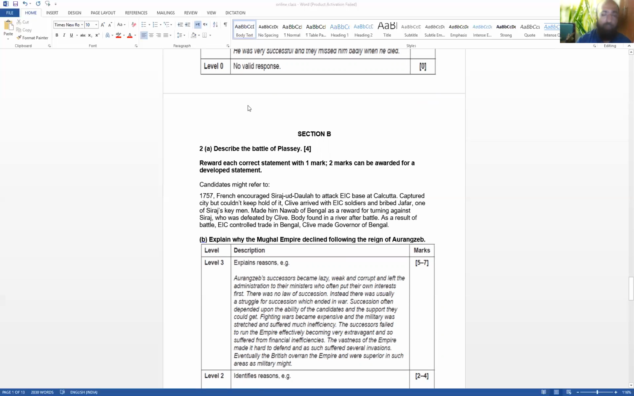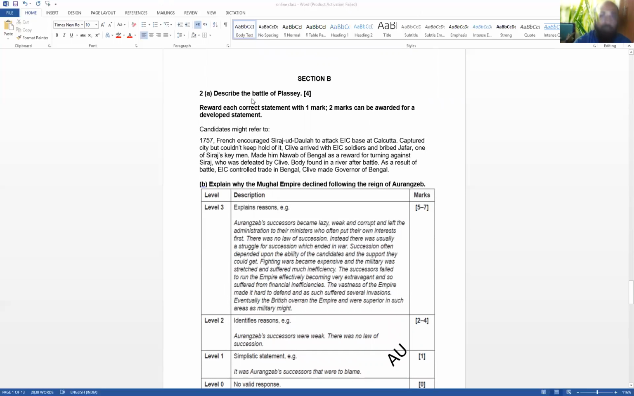As I said in the beginning, in section B you are supposed to write 2 questions. Each question contains 3 sections: part A about 4 marks, part B about 7 marks, part C about 14 marks. Now, what is required in a 4 mark question? They reward each credit statement with 1 mark. It means he needs 2 marks for statements and 2 marks for developing the statements, as here.